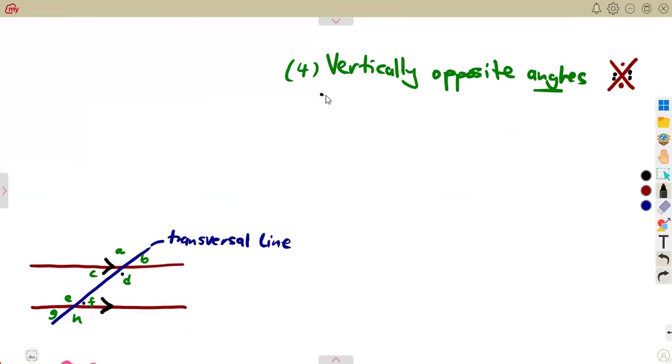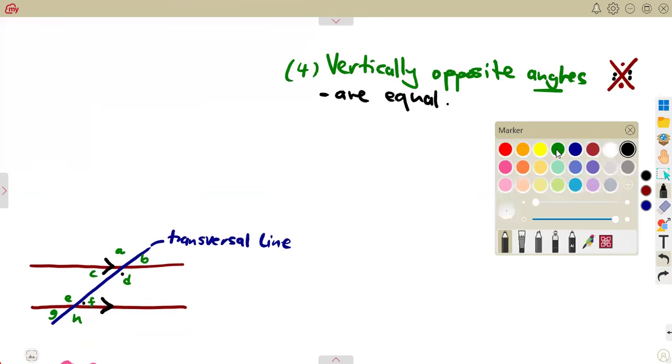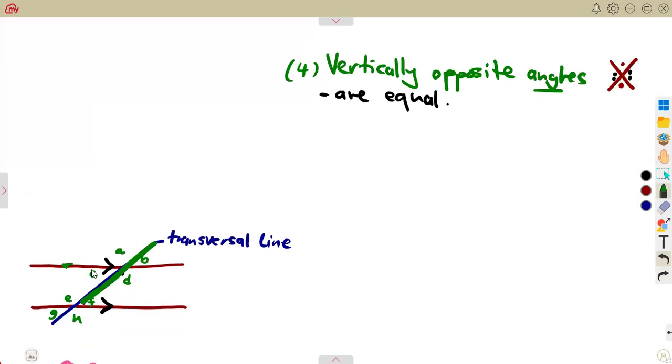So we are saying they are equal. Remember the concept of your vertically opposite angles. Let's see on our diagram. There we have vertically opposite angles. We are creating X: angle A to angle D, angle B to angle C. So these angles are related, A to D. We are saying angle A is equal to angle D. Remember, they are equal. Angle B is equal to angle C.